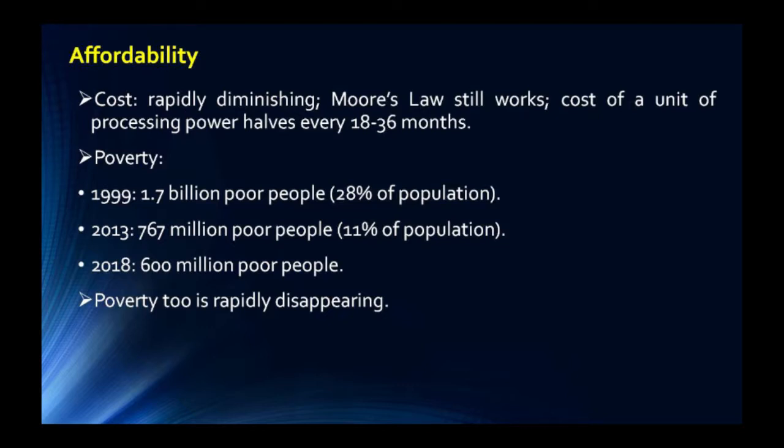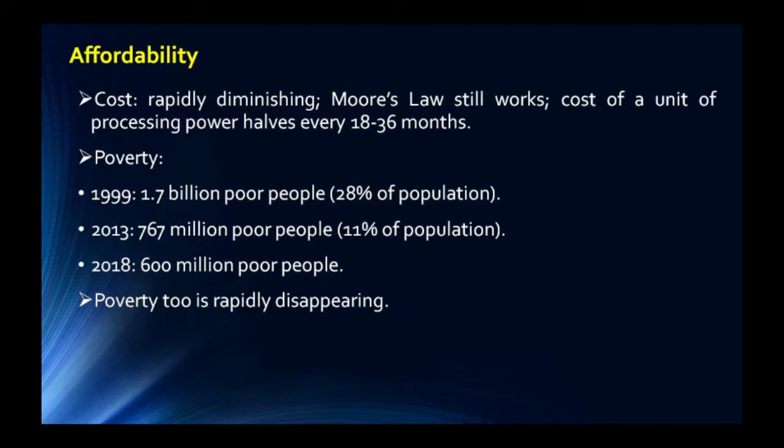With regard to affordability, this issue too is becoming much less problematic over time, largely because what is called Moore's law still works. The cost of a given unit of processing power approximately halves every 18 to 36 months. That means that every time you upgrade or change out your equipment, your cell phone, your tablet, whatever, and you do so every year and a half, 2 years, 3 years, you're getting approximately double the processing power each time you change. It means that affordability is becoming less and less of a problem.